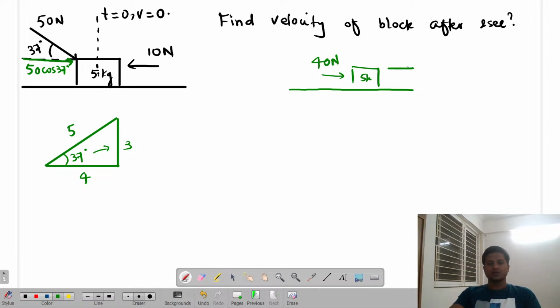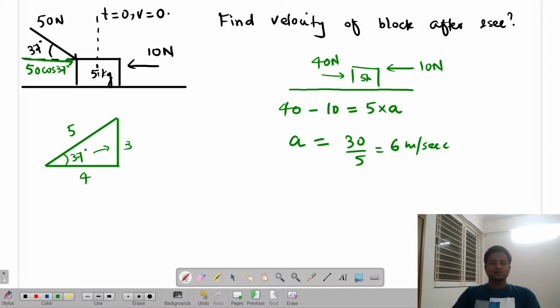Are you able to get me or not? From this side it is how much? 10 newtons. So the equation will be what? 40 minus 10 is equal to mass 5 into acceleration. So acceleration will be how much? 30 by 5, which is how much? 6 meter per second square.